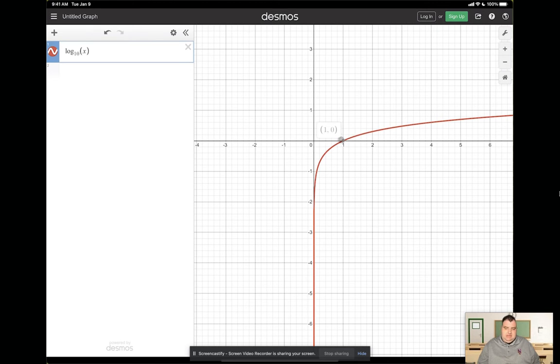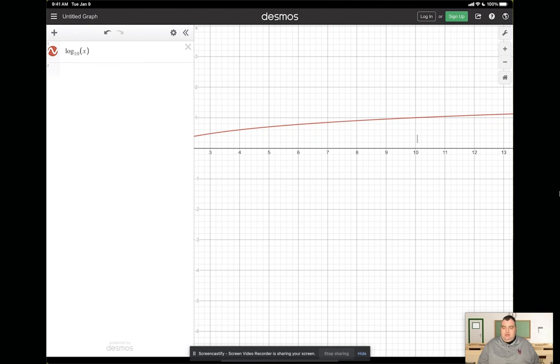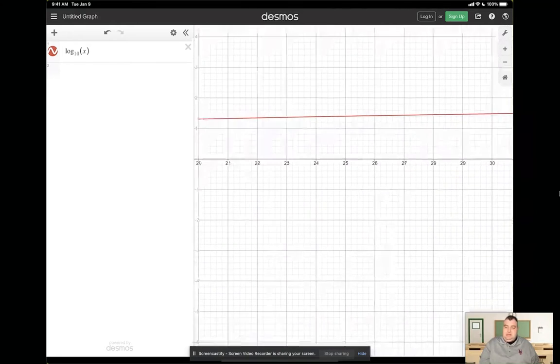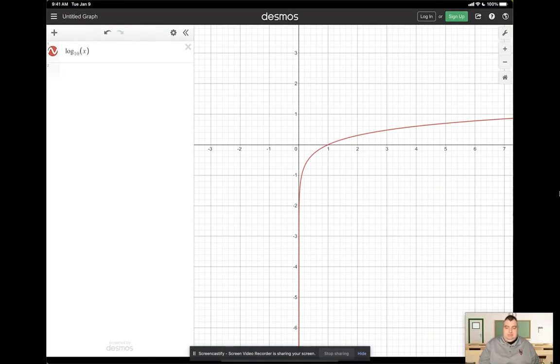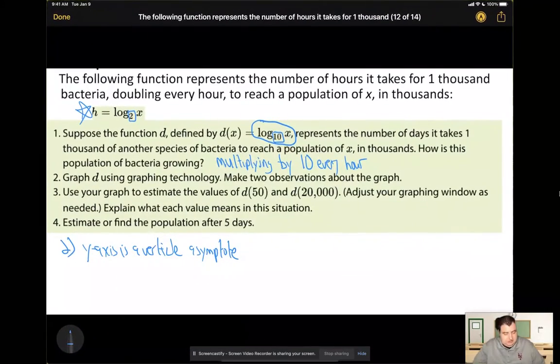And then I see it has an x-intercept at (1, 0). And if we go to the right here, notice it's very slowly increasing. So it's only going to have one x-intercept. It has an x-intercept at positive 1. So that will be my second observation: it has one x-intercept, at x equals positive 1.